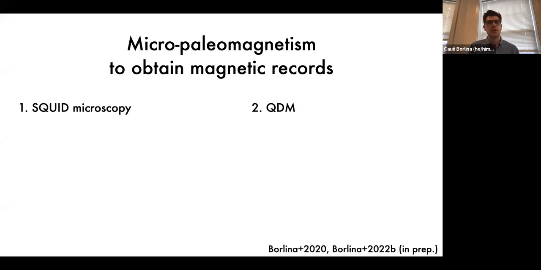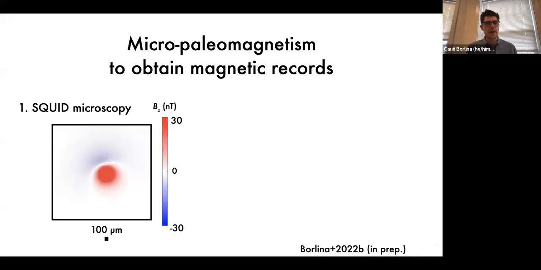I introduced this before, where we're using the SQUID microscope and the QDM in the same fashion as before. With the SQUID microscope, we see data sets that look like this. We also use alternating field demagnetization to obtain our magnetic records from the CAIs. And what you're seeing here is, once again, the out-of-the-page component of the magnetic field. And once again, for reference, Earth's magnetic field is about 50 microteslas. So we conducted our paleomagnetic measurements to obtain information about the direction.